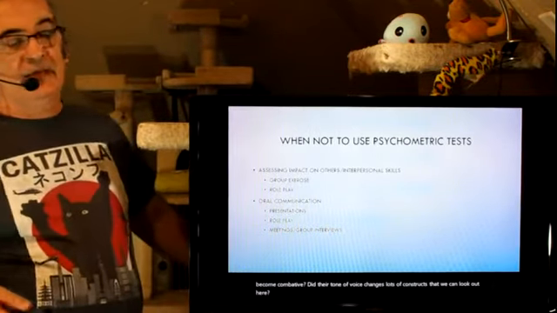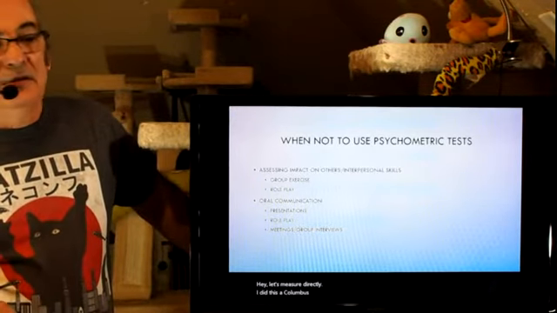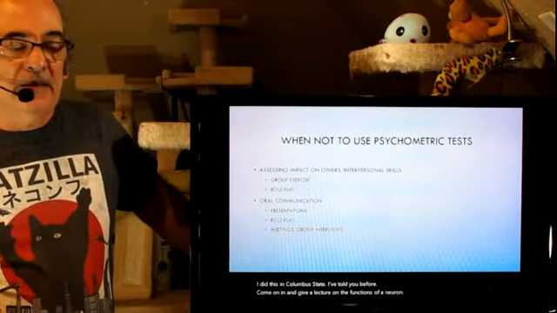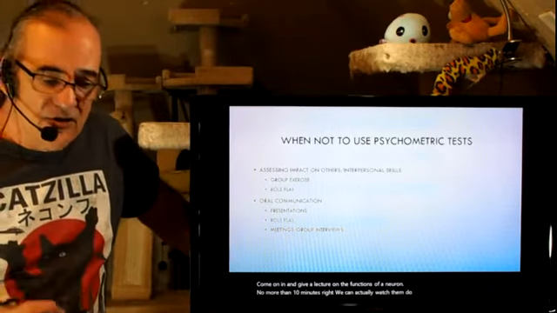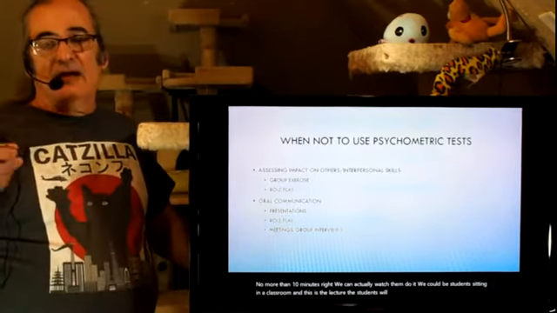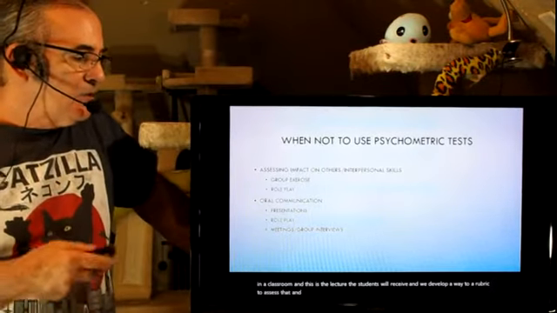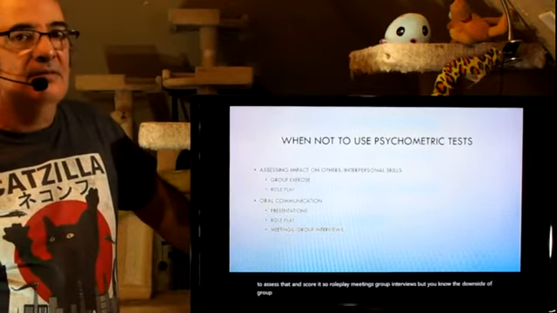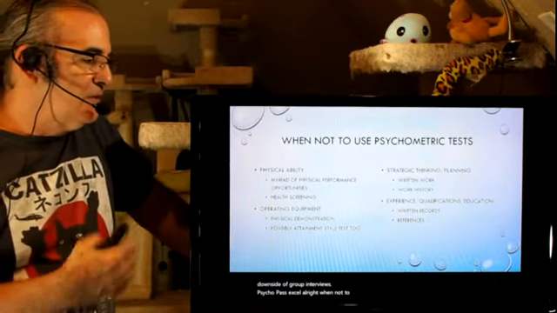Oral communication. Let's measure directly. We did this at Columbus State. I've told you before. Come on in and give a lecture on the functions of a neuron. No more than 10 minutes. We can actually watch them do it. We could be students sitting in a classroom, and this is the lecture the students will receive. And we develop a rubric to assess that and score it. So role play, meetings, group interviews. But you know the downside to group interviews? Psychopaths excel.